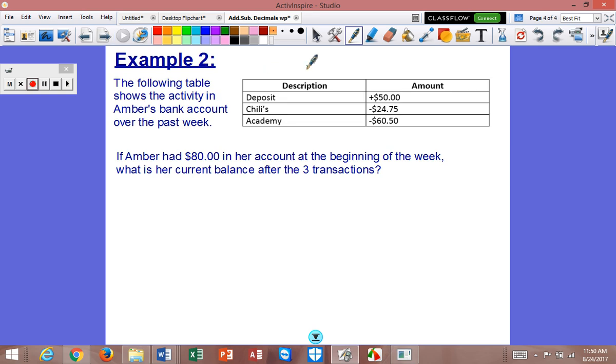All right, example 2. The following table shows the activity in Amber's bank account over the past week. If Amber had $80 in her account at the beginning of the week, what is her current balance after the 3 transactions? So I'm going to set up a UPS check.